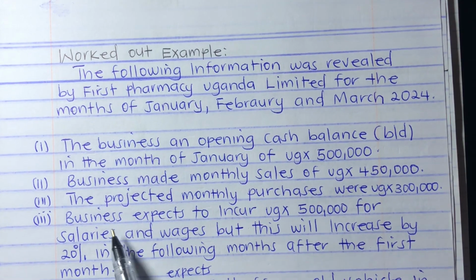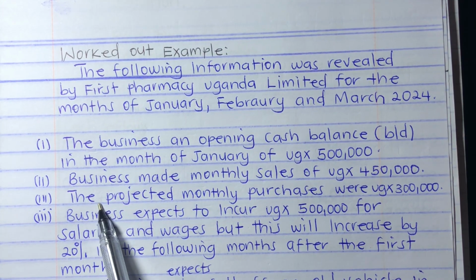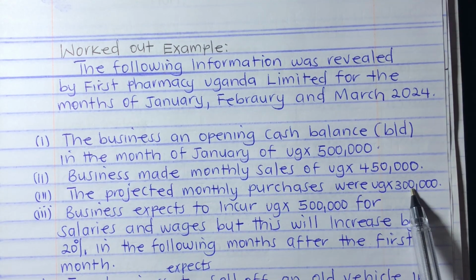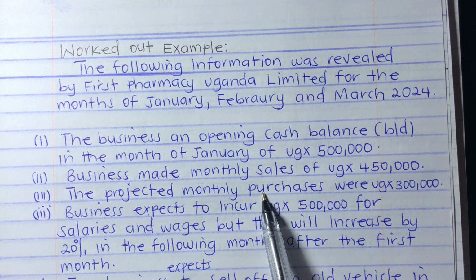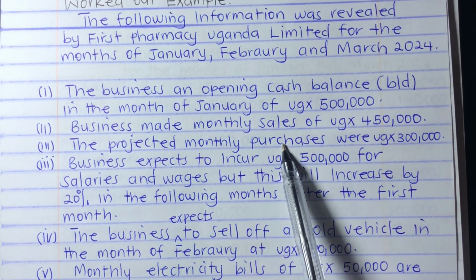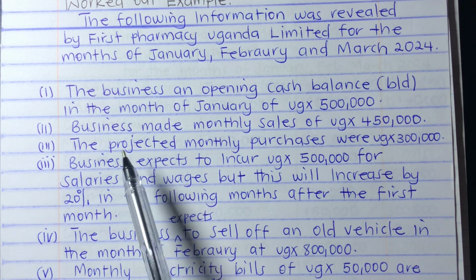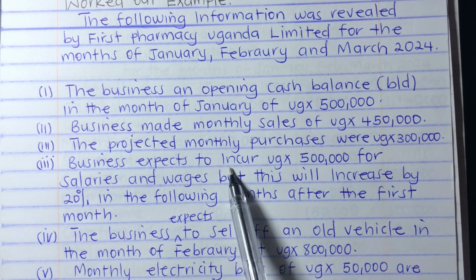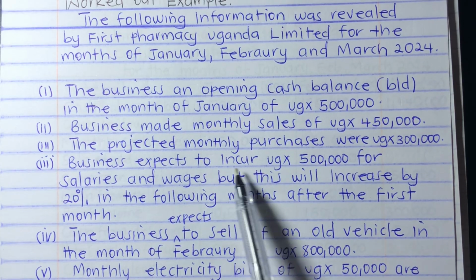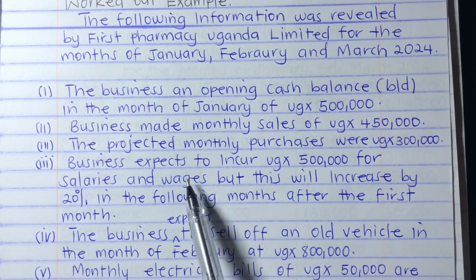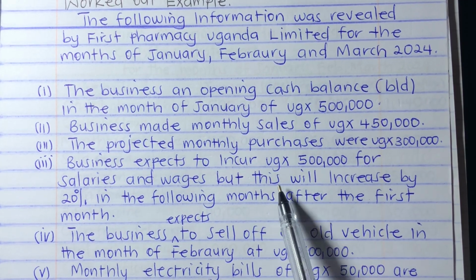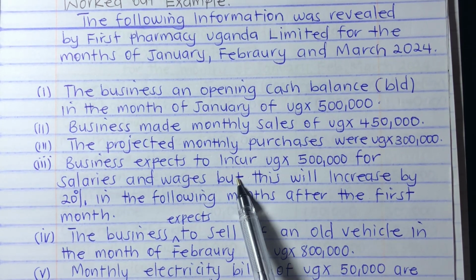Then let's go to Roman 3. We are dealing with purchases. The projected monthly purchases were 300. This is a cash outflow. We leave it first, because we look for cash inflows first. Roman 3 is a cash outflow. Then the business expects to incur UGX 500,000 for salaries and wages, but this will increase by 20% in the following month. This is a cash outflow.